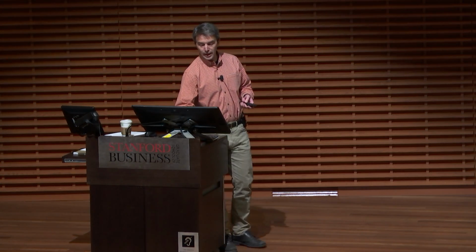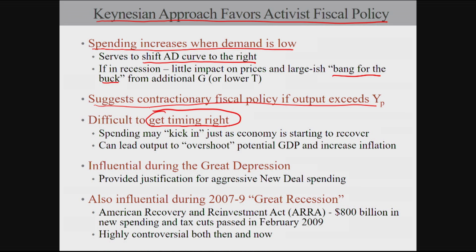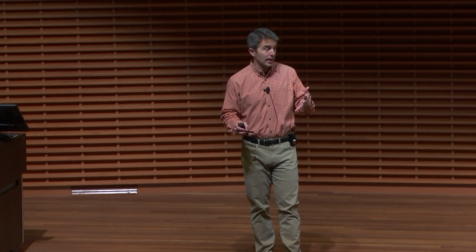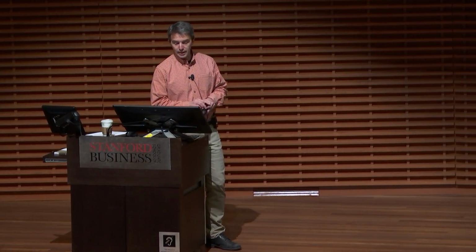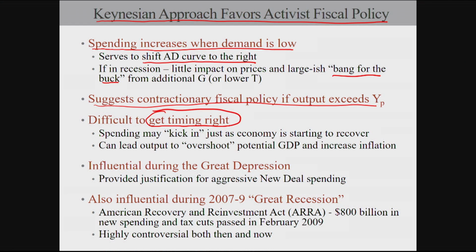One challenge for any action by the government is it's very difficult for policymakers to get the timing right. So if the economy is starting, like right now, we could be at the beginning of the economy starting to decline somewhat. It's hard to predict exactly, but we're possibly putting into effect some policies, and it can be difficult to get the timing right. So sometimes the spending, if you think of government spending, can kick in just as the economy is starting to recover, and it can lead output to overshoot potential GDP.